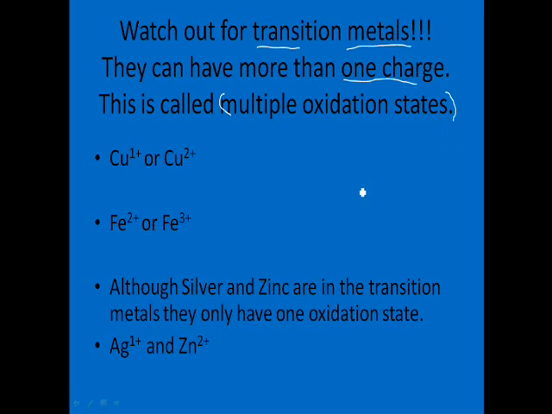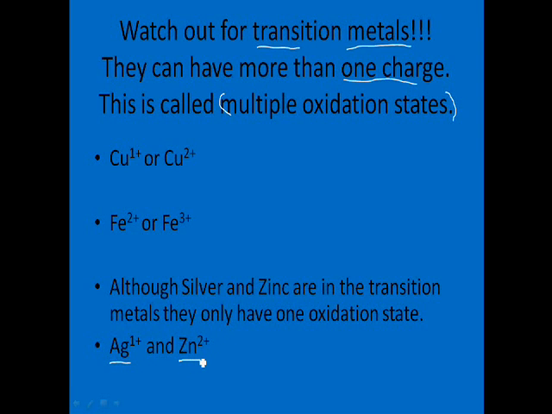For example, iron could be a 2 plus or a 3 plus, and we'll give you a chart in which you can start to memorize which elements have multiple oxidation states and how do we use them. Even though you find silver and zinc, they're transition metals, silver is always +1 and zinc is always +2. Those are important to keep note of.